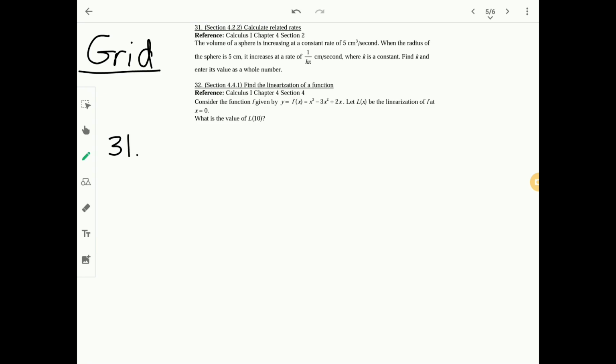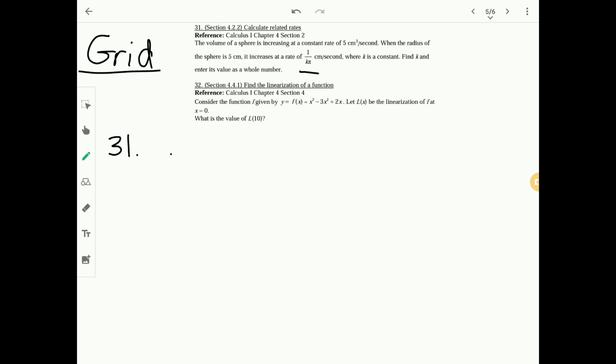Let's do 31 now. The volume of a sphere is increasing at the constant rate of 5 cm cubed per second. When the radius is 5 centimeters, it increases at a rate of 1 over k pi centimeters per second, where k is a constant. Find k and enter its value as a whole number.